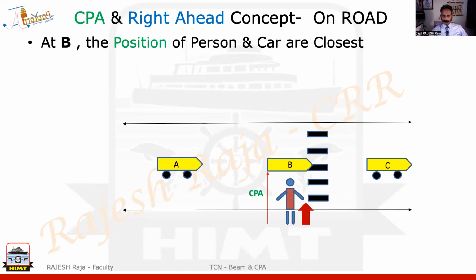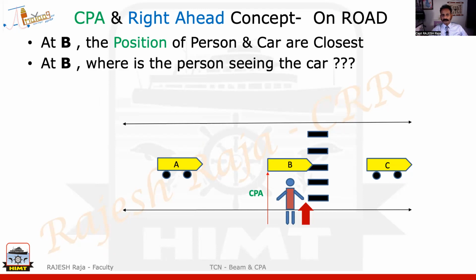CPA was related to the position, but now I want to look at the orientation of this man relating to the car. So how is he seeing the car? Actually, he's seeing the car right ahead. So this man is seeing the car right ahead. Similarly, you can have the same situation on board also. You can have a situation where that object is closest also and as well as right ahead also.